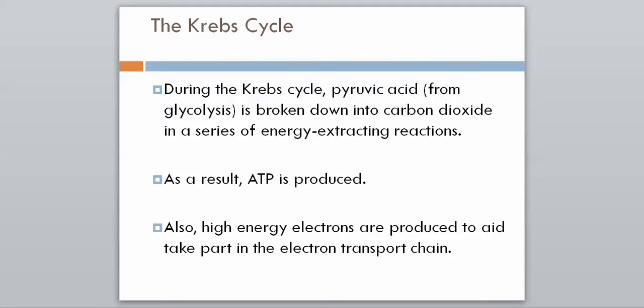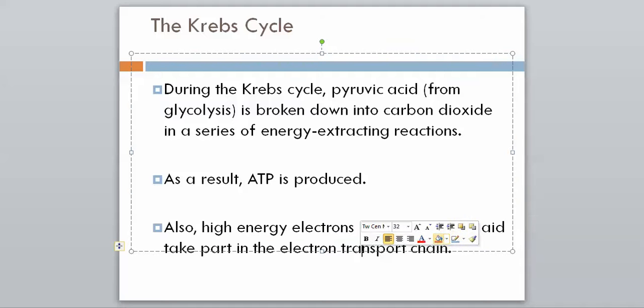During the Krebs cycle, the pyruvic acid, again from glycolysis, is broken down and carbon dioxide is released in a series of energy extracting reactions. And so we start with the pyruvic acid, we break it down, and CO2, or carbon dioxide, is released. And as a result of this breaking down, ATP is produced. So we have ATP, we have carbon dioxide, and one other product is also high energy electrons. So high energy electrons are produced, and these are going to take part in the electron transport chain.